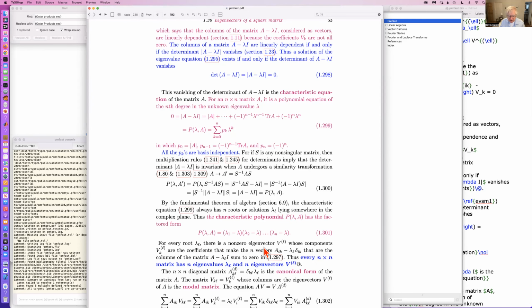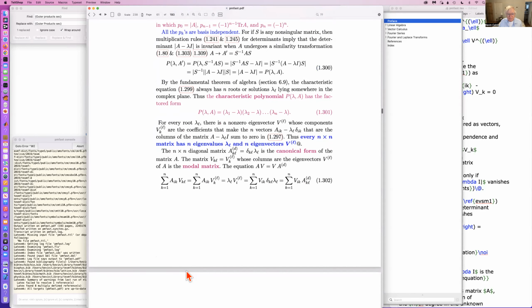So for every root, you have an eigenvalue, and there's a non-zero vector whose components are the coefficients that make the n vectors sum to 0. And so every n by n matrix has n eigenvalues and n eigenvectors. The diagonal matrix that's just made out of the eigenvalues is called the canonical form of the matrix. And the matrix whose columns are the eigenvectors is called the modal matrix.